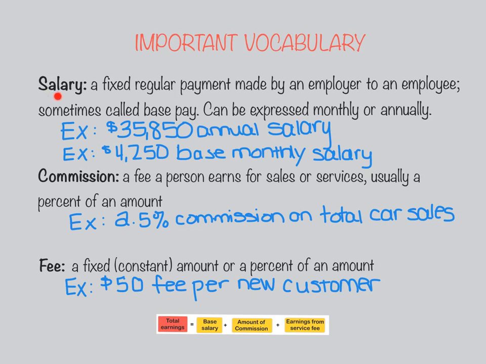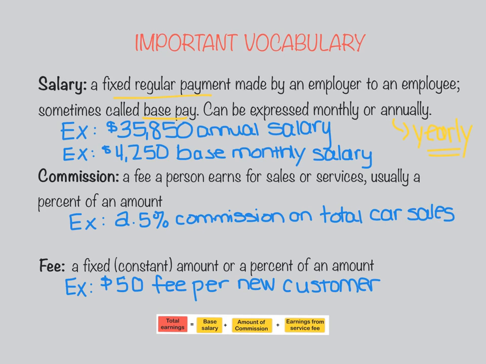So when we're talking about a salary, we're talking about a fixed or a regular payment made by an employer to an employee. Sometimes we call that your base pay, and it can be expressed either monthly or annually. And annually means yearly. You'll see that used quite a bit throughout, okay, a yearly salary.